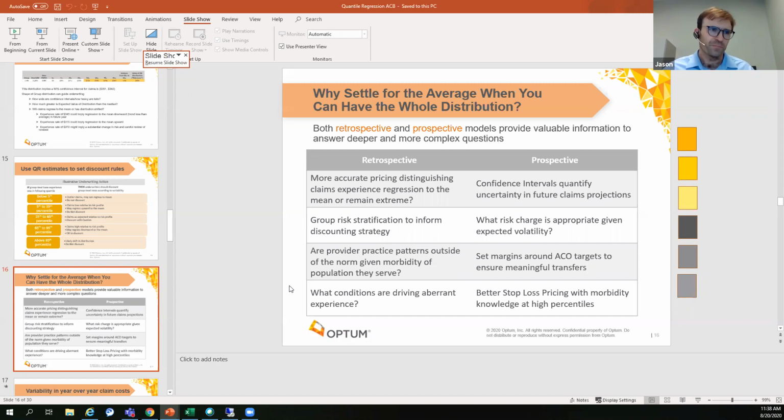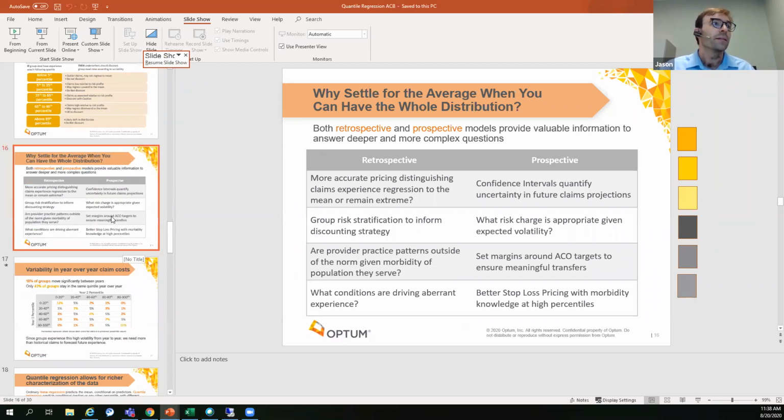provider. And of course, just like with risk scores, you can really dig deep down and see which conditions are driving that aberrant experience. Looking at just the different slopes of the different conditions in those risk scores will tell you quite a lot.